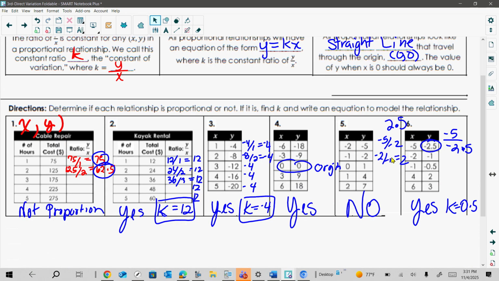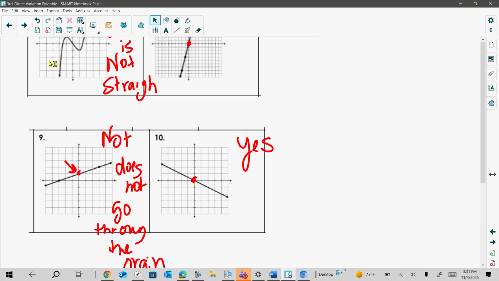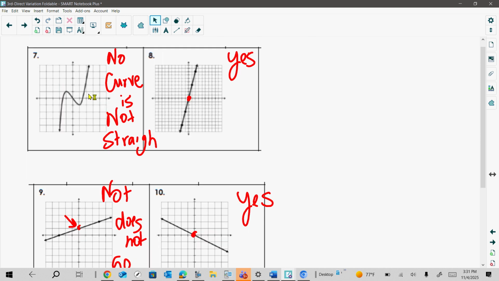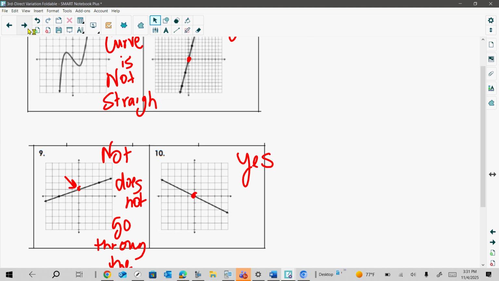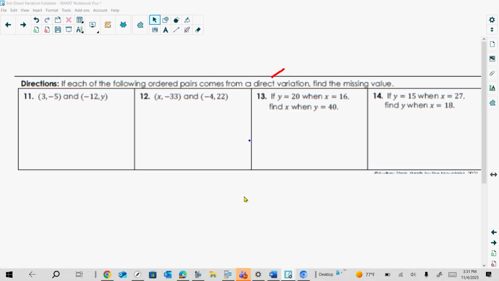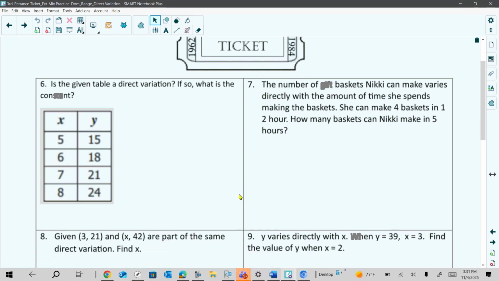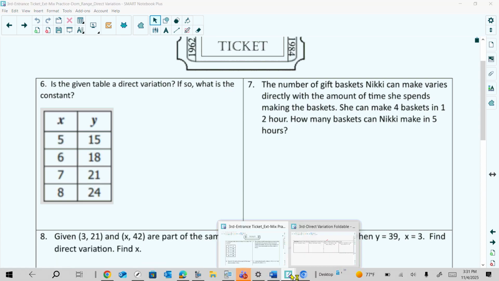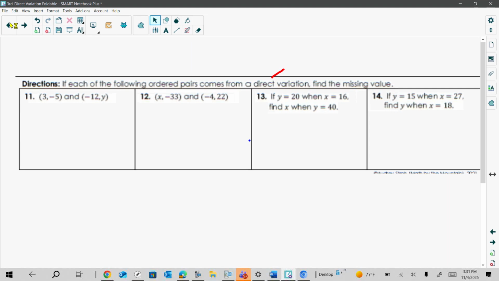So we did talk about checking for direct variation, checking the ratio, make sure they all are the same. And then we also looked at the graphs, what they have to match to be a direct variation. And we have this last section we need to talk about, and we'll address that in class. So on our exit ticket here, because they want you to determine if it's a direct variation or not, that goes back to the tables that we did.